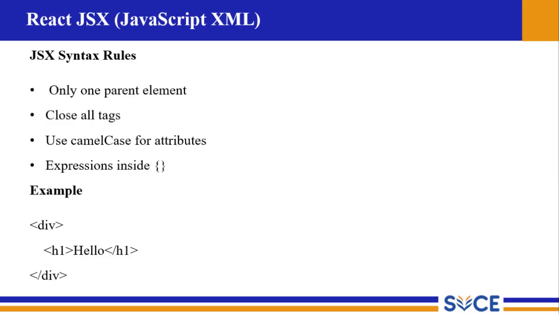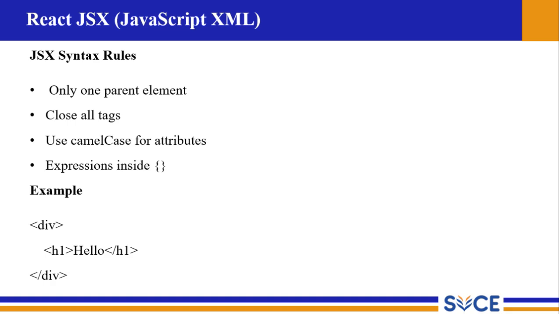The first rule is that every JSX expression must have a single parent element. Whenever a React component returns multiple HTML elements, all those elements must be enclosed inside one parent container. React components can return only one root element. If we try to return two or more elements side by side without wrapping them, React will generate an error because it does not know how to group those elements together.